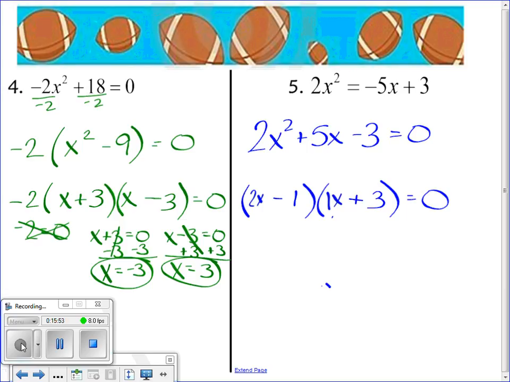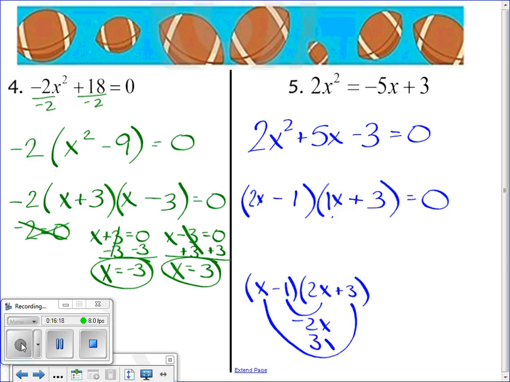It's not going to work. Does your problem up here have a positive 5x and a negative 3? What did you have down? Tell me what you have. If I check this, that gives me negative 2x. That gives me a positive 3x. That gives me 1x. Yeah, gotta watch them signs.